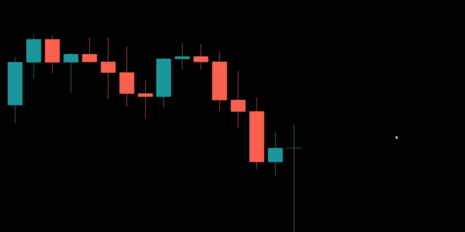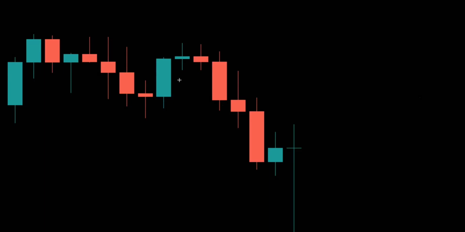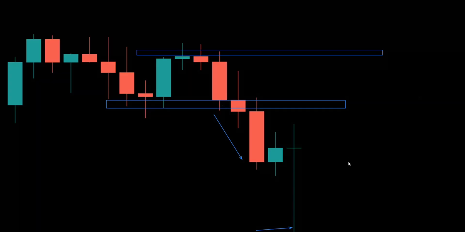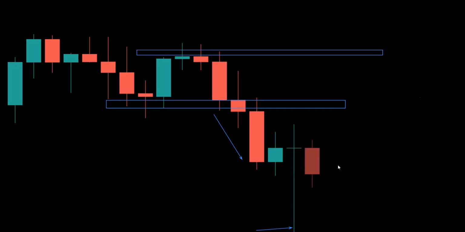All right. So price is bearish. I think we formed some sort of resistance right over here. We formed some sort of support right over here, and candles came down. They were bearish. We formed this big wick down over here. So let's take a look at what happens with the next candle. Next candle has gone bearish.